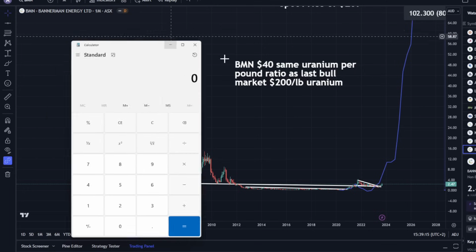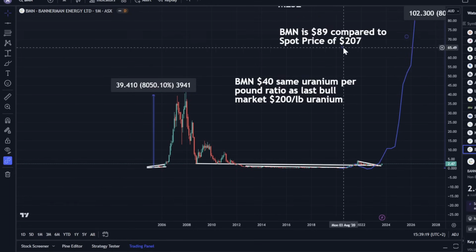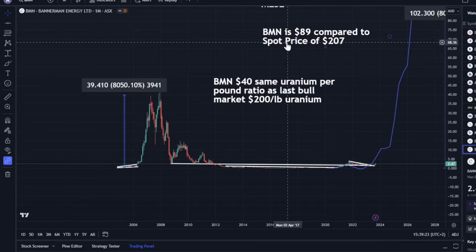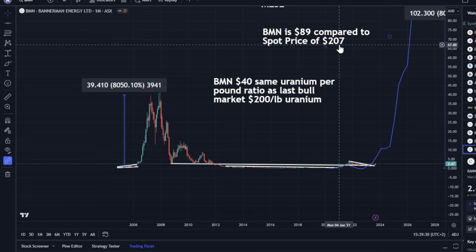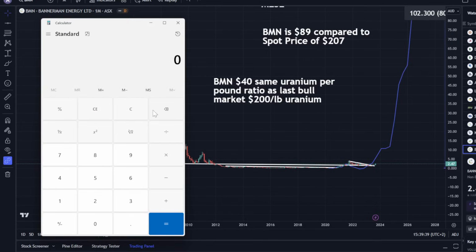If we continue to roll up and start to use some of the ratios, the next one that comes into play is Bannerman at $89 compared to the uranium spot price of $207. I used 207 because it was an easy rounded number to use, so roughly $200 a pound of uranium. It's an $89 share price, which is quite aggressive. 89 divided by 2.47 gives you a 36 bagger.